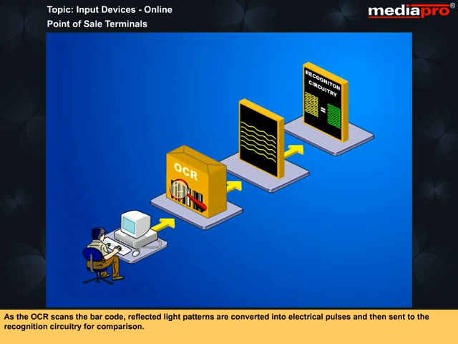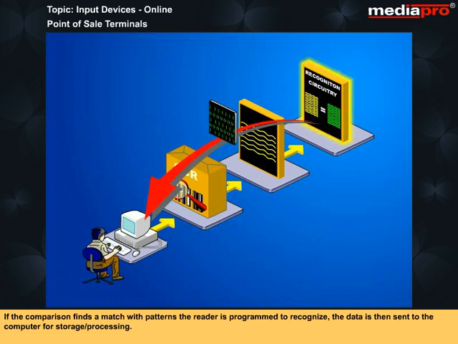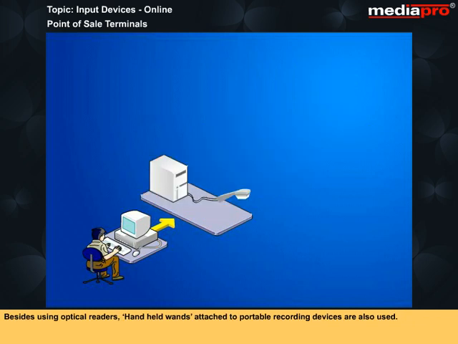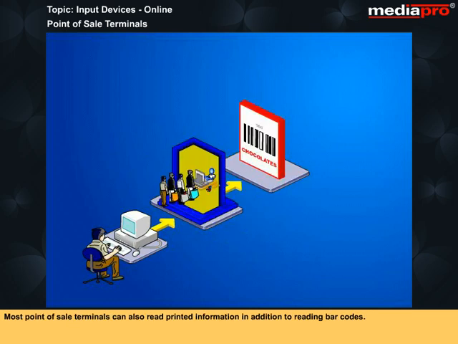As the OCR scans the barcode, reflected light patterns are converted into electrical pulses and then sent to the recognition circuitry for comparison. If the comparison finds a match with patterns the reader is programmed to recognize, the data is then sent to the computer for storage or processing. Besides using optical readers, handheld wands attached to portable recording devices are also used. Most point-of-sale terminals can also read printed information in addition to reading barcodes.